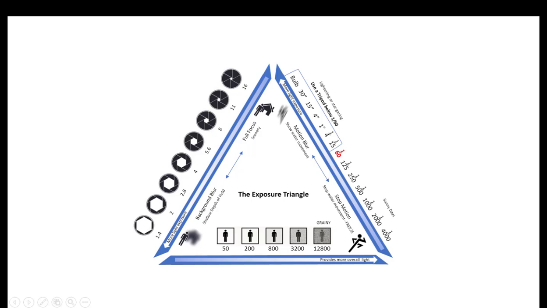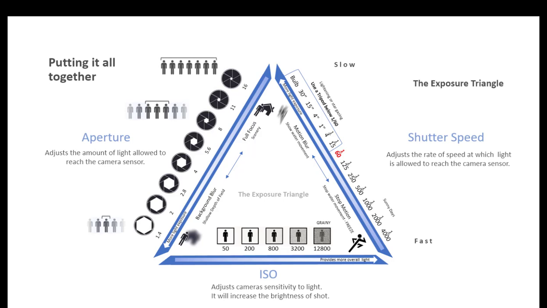So let's put the exposure triangle all together. We have the ISO at the bottom, and then we have shutter speed, and then we have aperture. Looking at the ISO, it is the camera's sensitivity to light, and it will increase the brightness of a shot the higher the ISO. So if you're in a well-lit area, you want a low ISO.